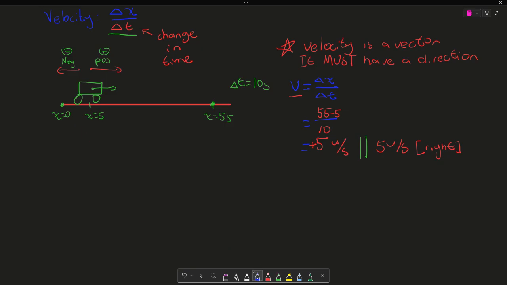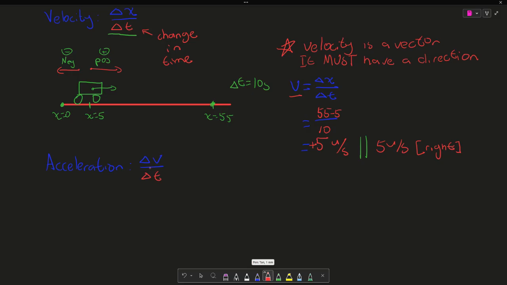Well, what would acceleration be? Acceleration is the change in velocity over change in time. For example, if you go from 0 miles per hour to 50 miles per hour in a span of 10 seconds, your acceleration would be 5 miles per hour squared. But we'll get into the units later. So this is change in velocity over change in time.